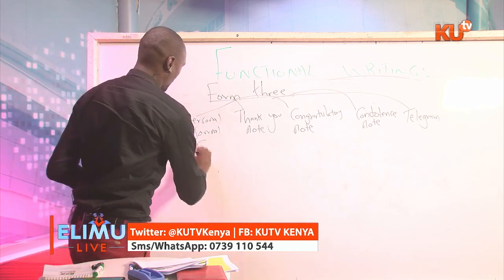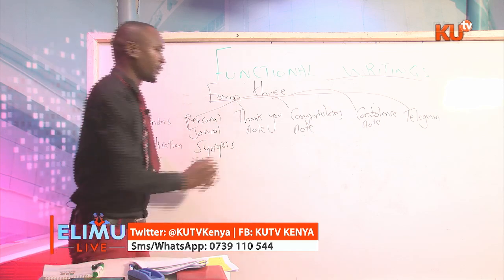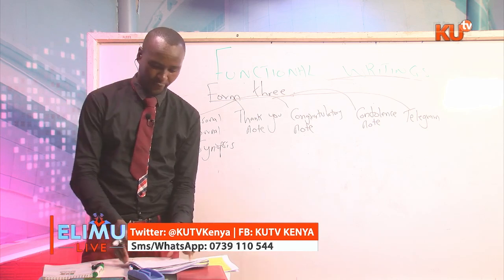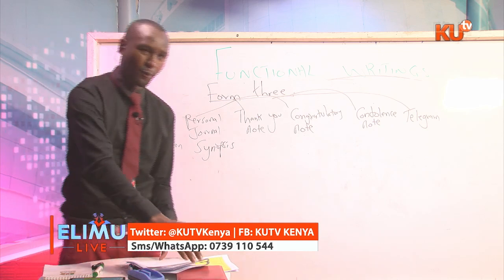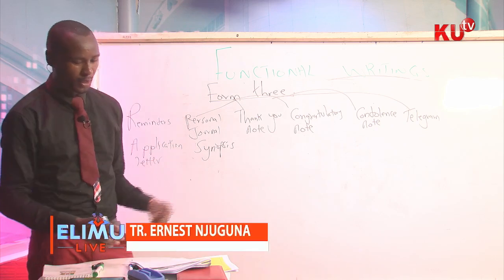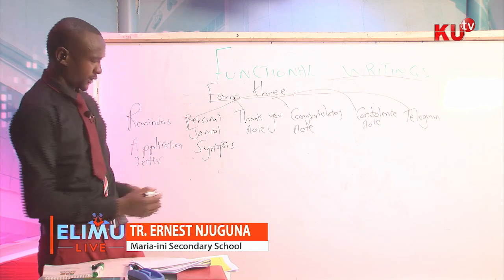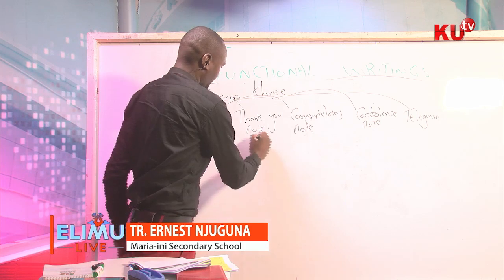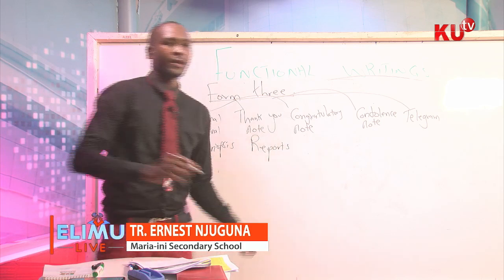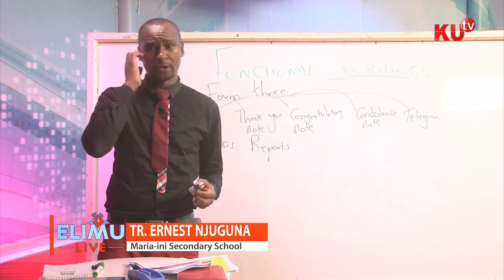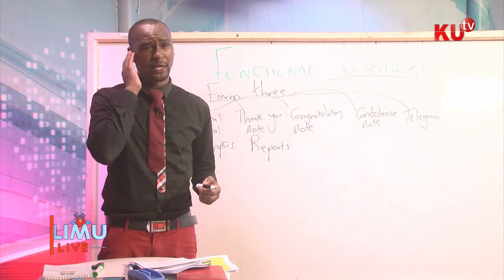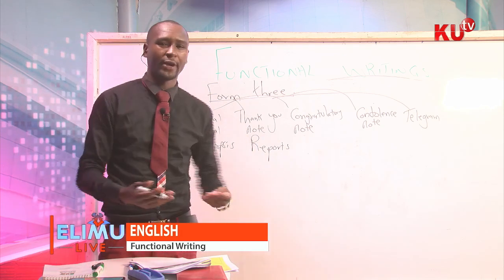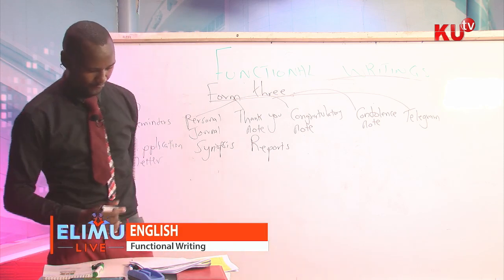So then we also have the synopsis in Form 3. Synopsis, this is a summary. Once we do the set books, I know in Form 3 you're already doing the books, the Fathers of Nation and the Samaritan and so on. A synopsis, just a summary. We cover that in Form 3. Then we have what we call the reports. Reports, we also cover them in Form 3. It can be a newspaper report. You can have a committee, you do a report and you present to the principal on why the school is not performing. Those reports, we cover them in Form 3.